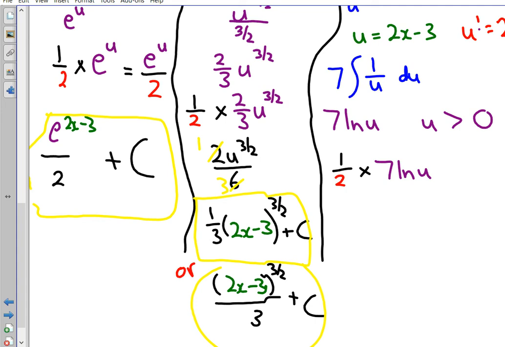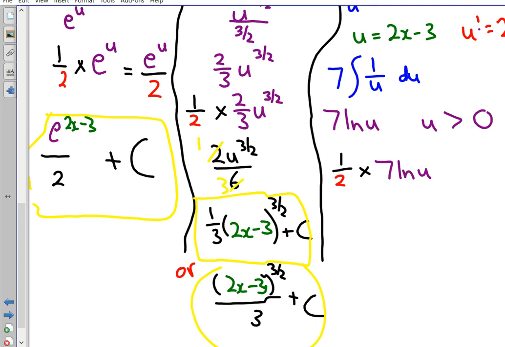And then, 7 ln u over 2, or we could write a half times 7 ln u plus C. Do we still do the u is greater than 0 underneath? That's a good point. 2x minus 3 is now greater than 0. And what we can then do is solve that inequality to make it x is greater than something, which is another extra thing we have to do there.